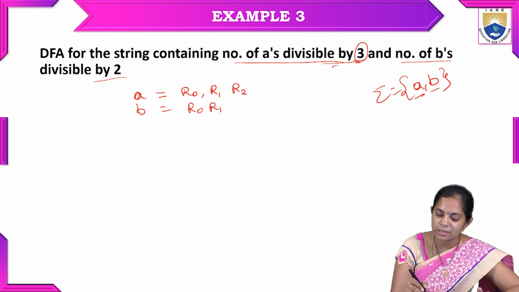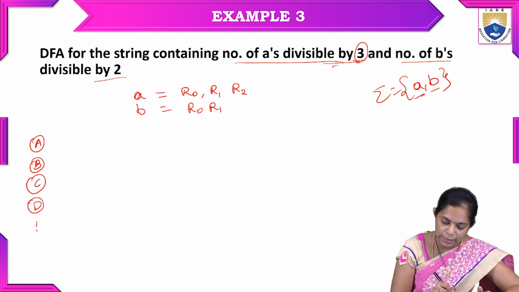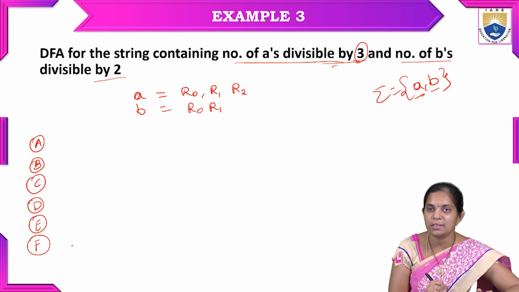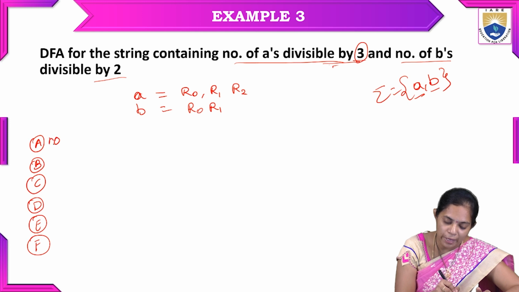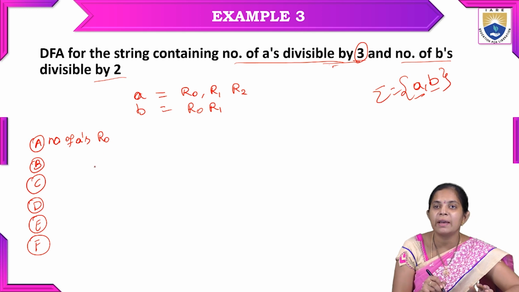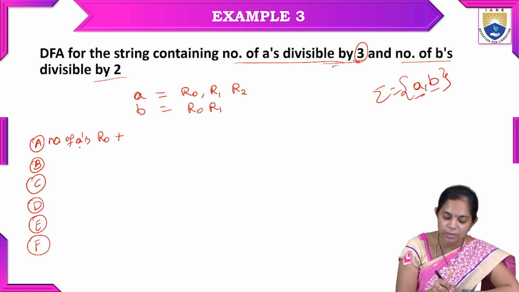So here, how to find the states? Let me write the states A, B, C, D, E, F. So here we need 6 states. How to write these 6 states? For the number of A's, whether divisible or not, we have to find the remainder.